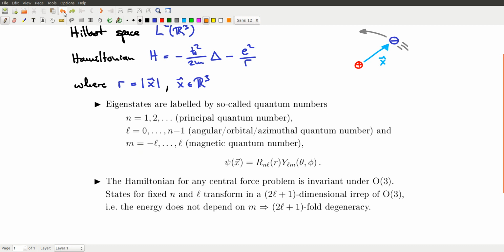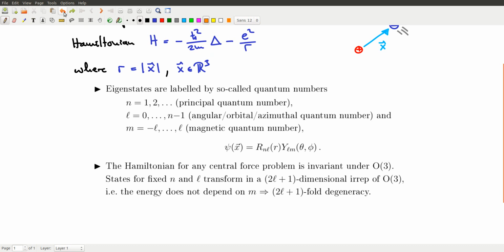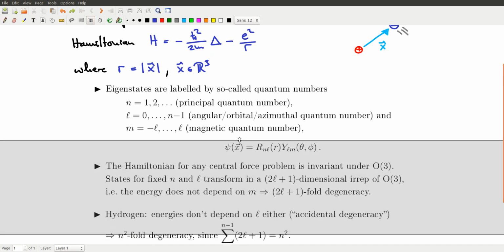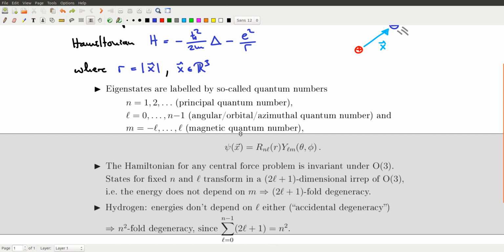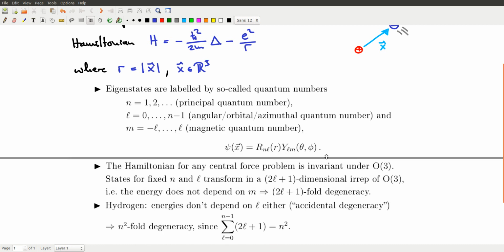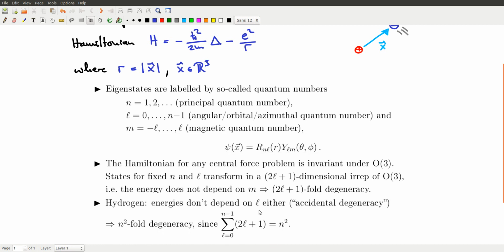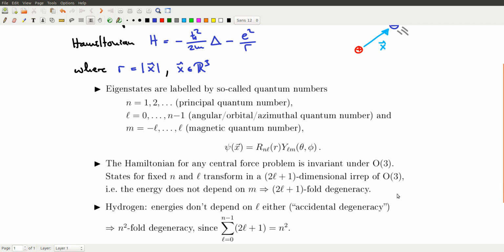Now for the hydrogen, when you solve this, you find something else. You find a higher degeneracy. You find that the eigenvalues don't depend on this L either. They really only depend on n. So you have this expected 2L plus 1 fold degeneracy because it's a central force problem, because of this O3 symmetry.